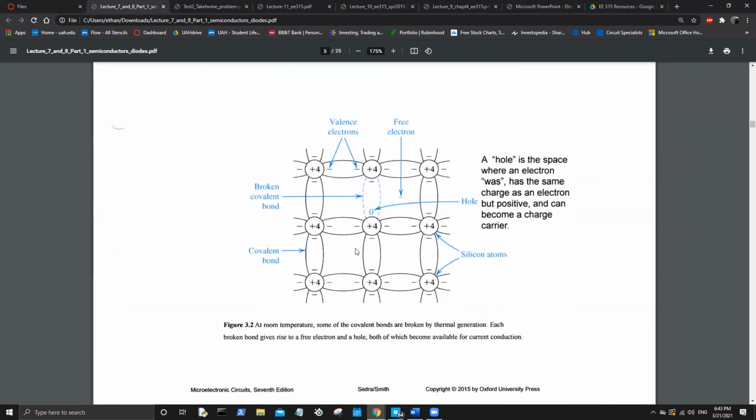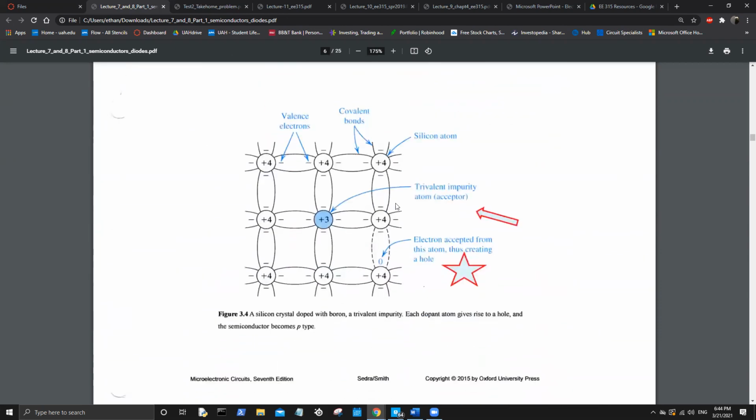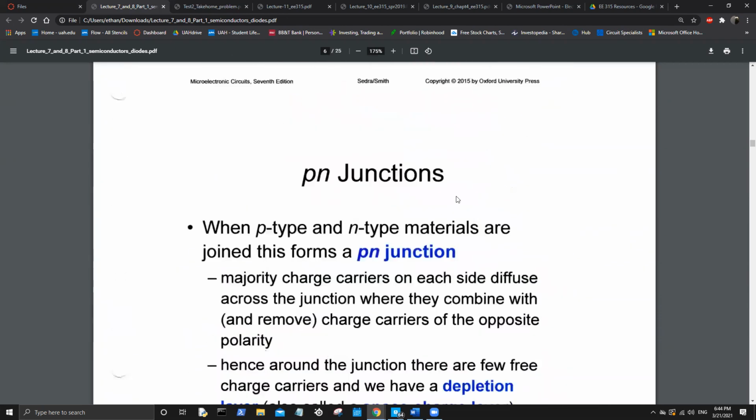Here's your hole. You're missing something. And here's your extra electron over here, which is problematic. Let's see if there's anything more. That's for holes. And here's the junction.